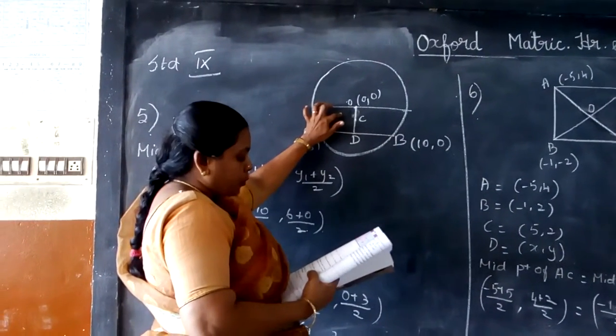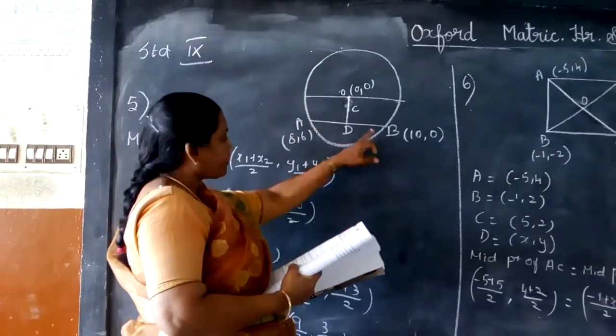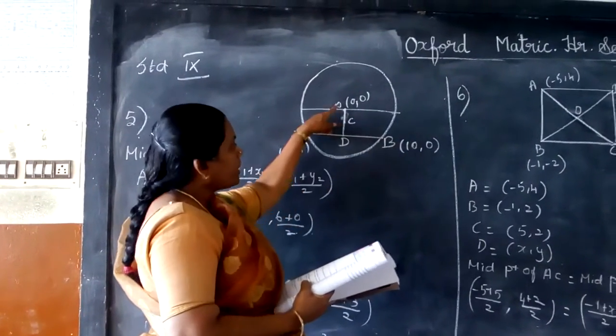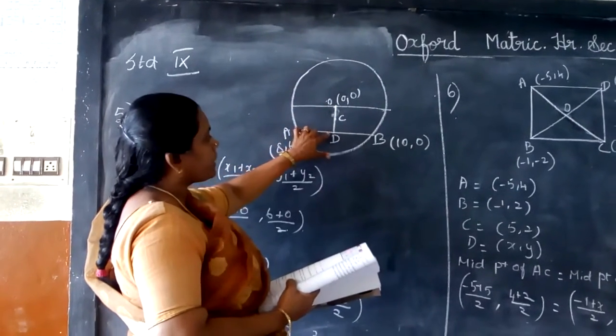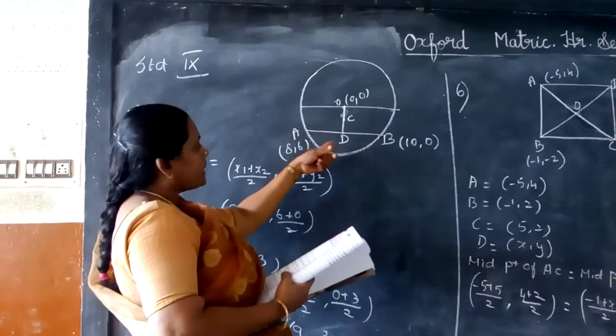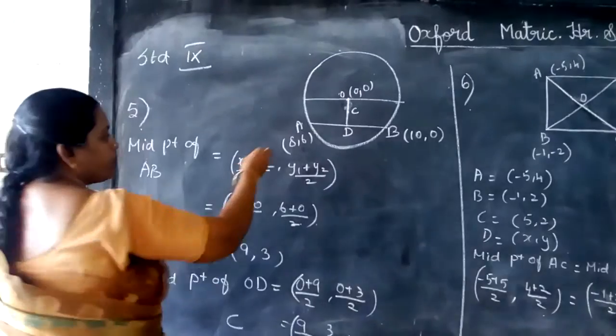And then we have one chord, AB. AB is the chord where the points A and B are (8, 6) and (10, 0). OD is this. OD is a perpendicular from the center to the chord. So OD is a line which is perpendicular to AB. Find the coordinates of the midpoint of OD. So we are going to find the midpoint of OD.